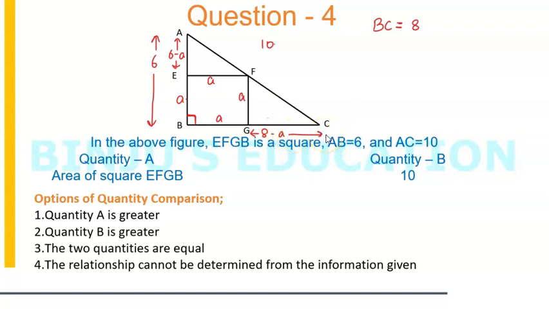This is what we can conclude. All right. Now, what's given, and what has been asked of us? Quantity A is the area of square EFGB. So this is simply equal to A square, and quantity B is 10, which basically means that I need to somehow figure out the value of A, because that can only give me the area of this square.